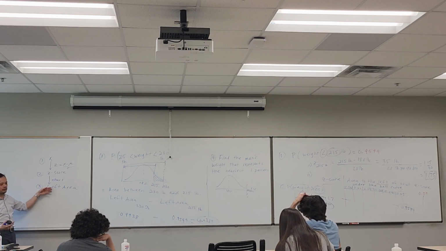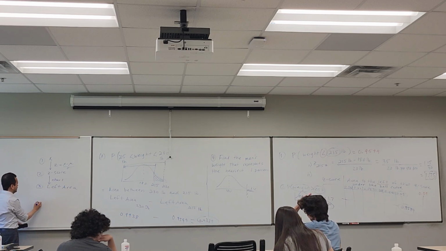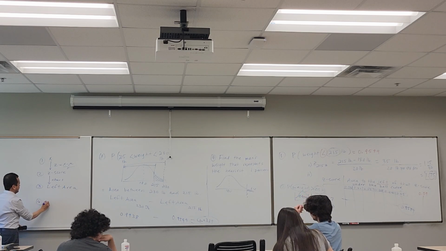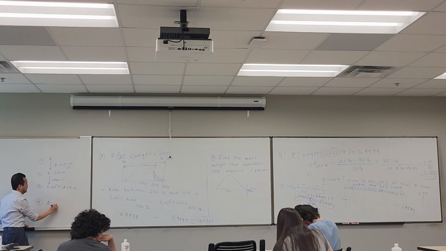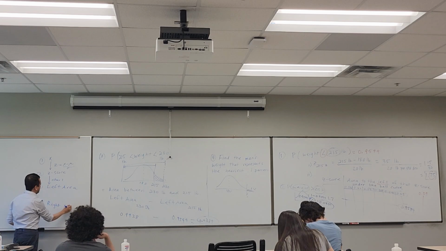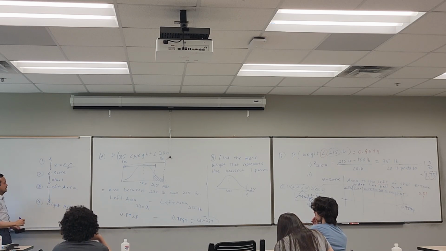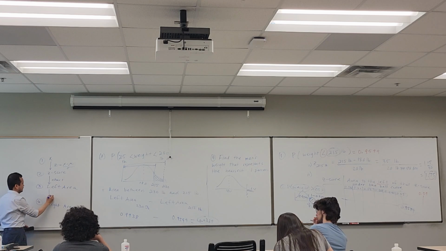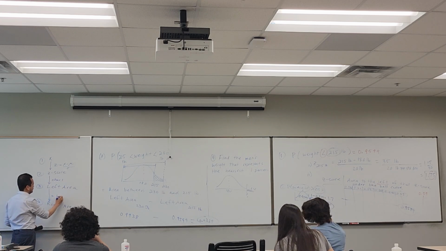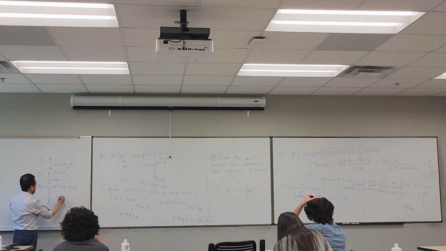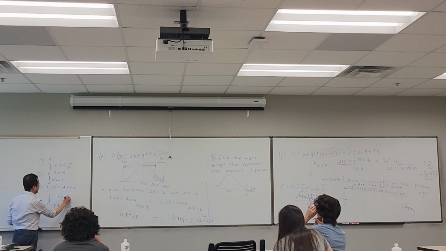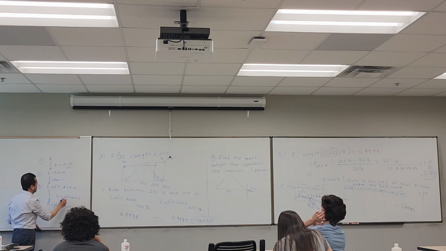But if, let's say, we wanted to find the right area, then we go one extra step. How do we go from a left area to a right area? Subtract from one. So the right area equals one minus the left area.